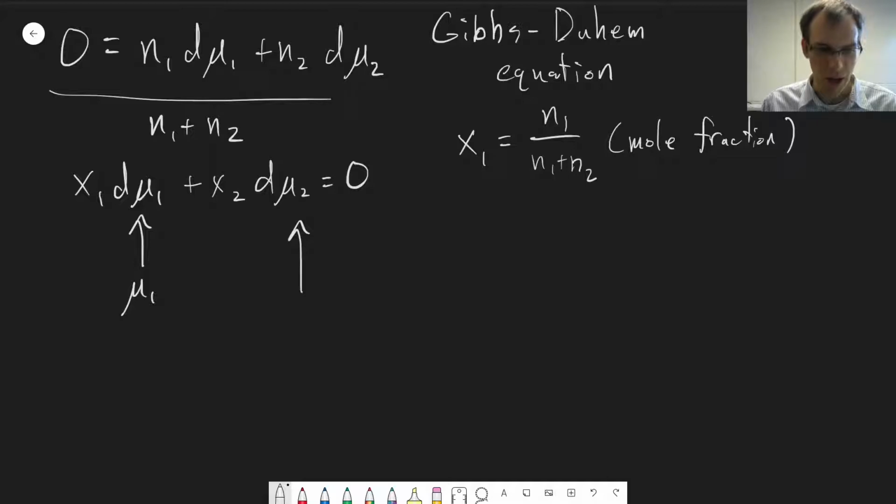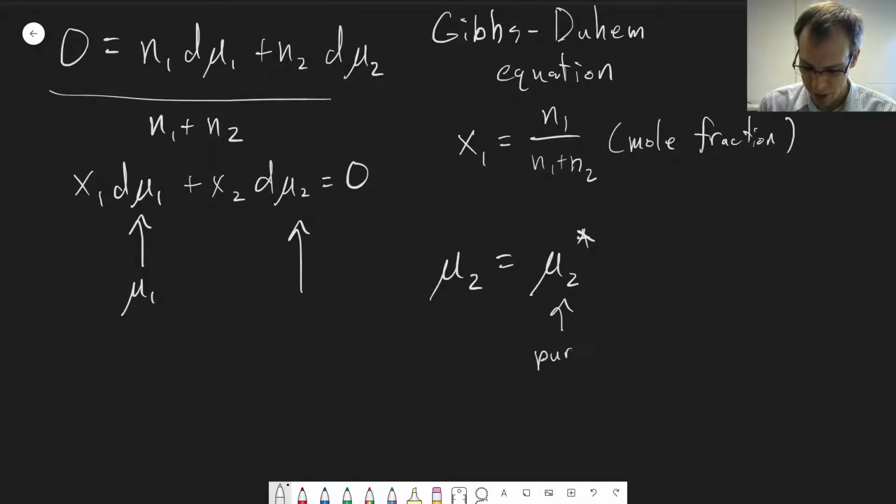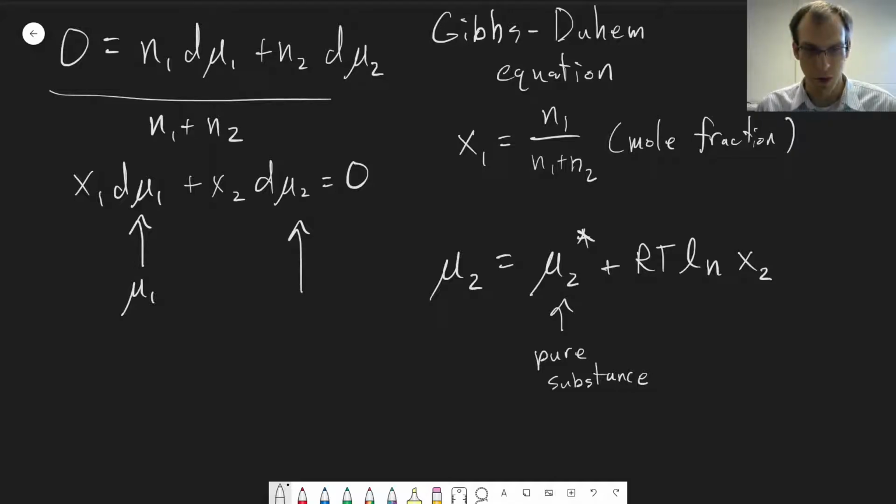So let's say, and this is not a random example, this is a relevant example. Let's say we know that the chemical potential for component 2 can be given by this equation. It's the chemical potential for a pure substance. So that's what the star means here again. We used this notation earlier, and we're going to keep using it throughout the rest of this chapter. Plus RT times the natural log of the mole fraction x2. And this will be true for x2 anywhere from 0 to 1, right? That's sort of the definition of mole fractions.